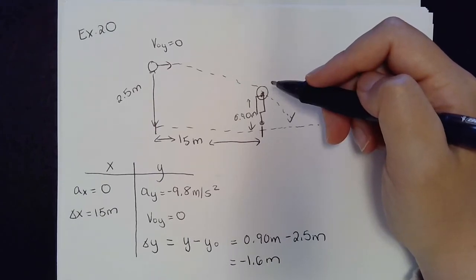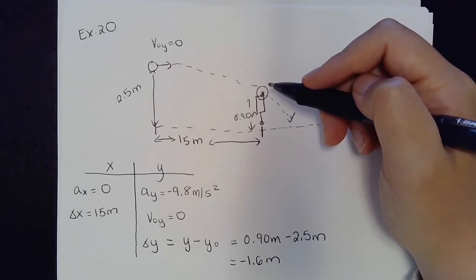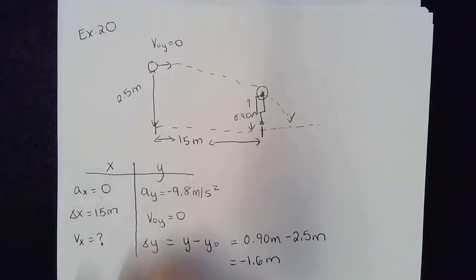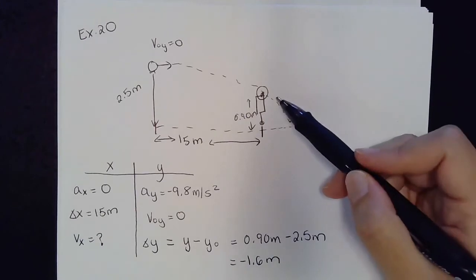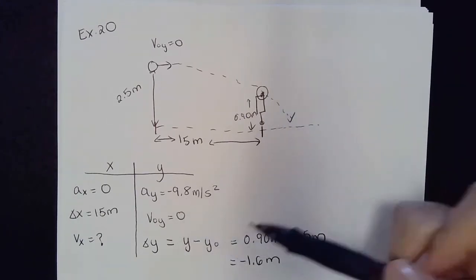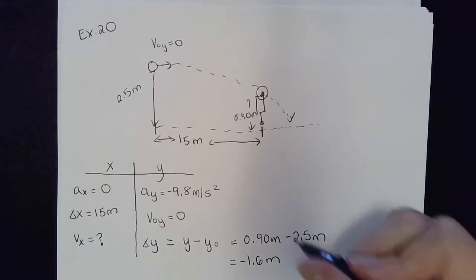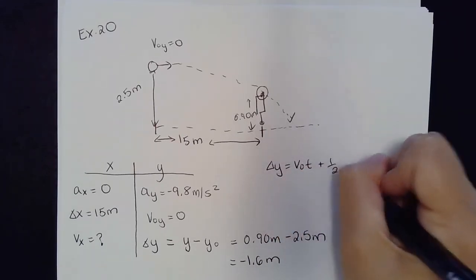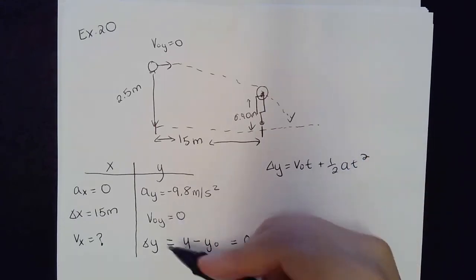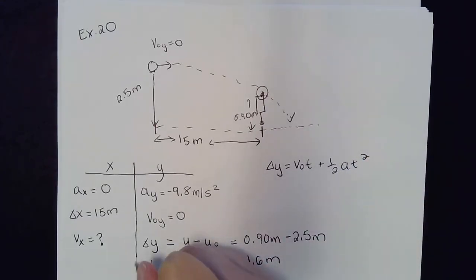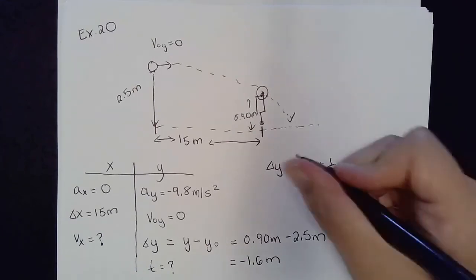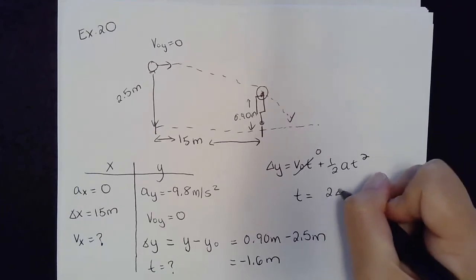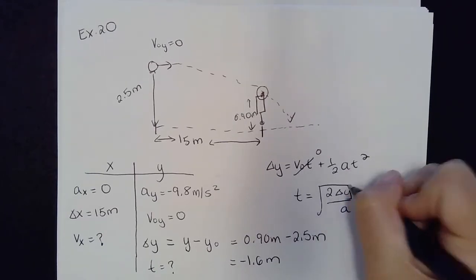All right, so we're going to need to find time because eventually we want to find out how fast it was going. Vx is our unknown. How fast is it going to clear the net? And we will, as usual, need time to do that. So I'm going to use the formula delta y equals v naught t plus 1/2 a t squared based on the information that's given, and time is the unknown. And then v naught is 0. So we end up with t equals the root of 2 delta y over a.